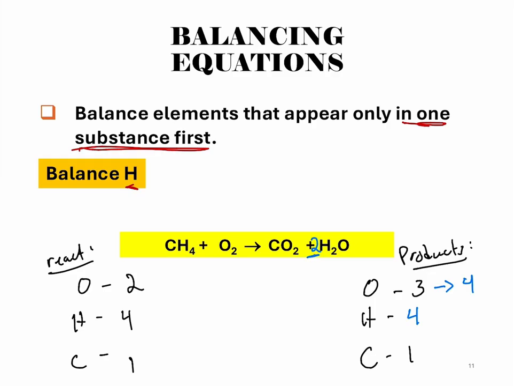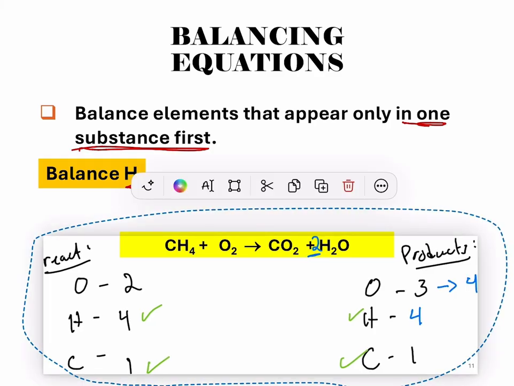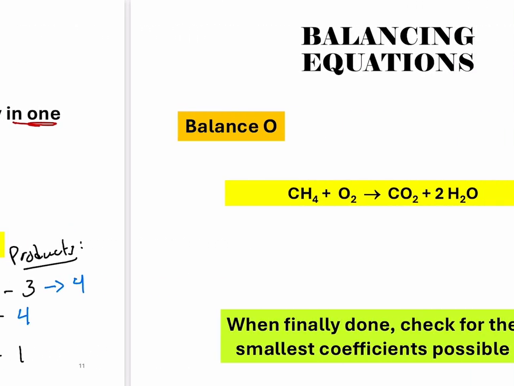So now looking at this, what looks good and what doesn't look good? What elements are good and what's not good? Yeah, oxygen on the reactants is the only side that isn't good, right? Everything else is balanced right now. So the next thing we're going to do is balance stuff that appears in more than one molecule. And in this case, that's going to be oxygen on the reactant side.